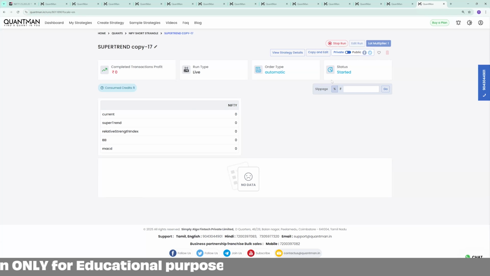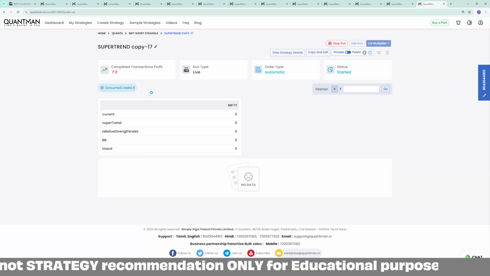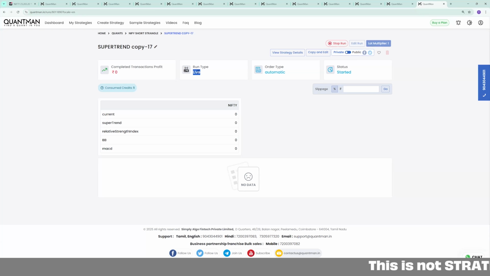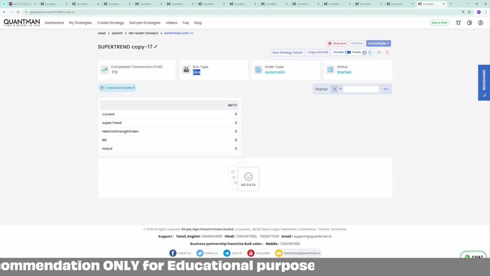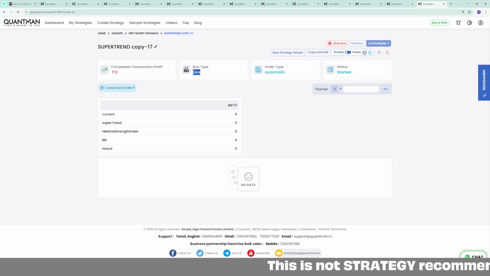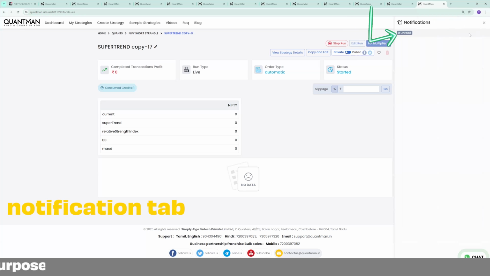Once you deploy, the strategy page looks like this: completed transactions, profit. Run type live means your strategy is running live, which means whenever the condition is satisfied, it will directly place the order in your broker account. You need to carry your fund in your broker account. If fund is not available, your order will be rejected due to insufficient fund. It will alert here in the notification tab.